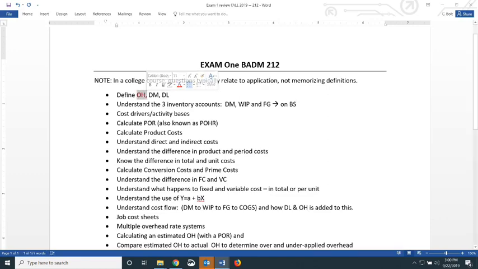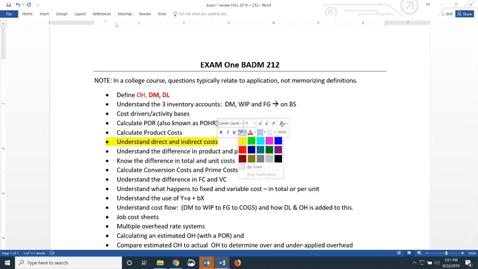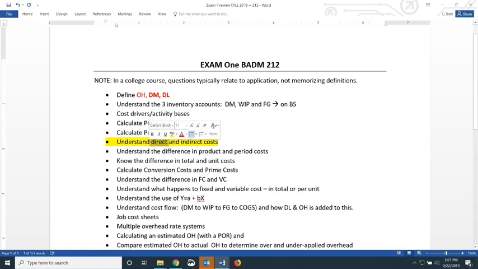Overhead is a cost that is not convenient or easy or cost-effective to trace. Materials and labor, these are costs that it is easy, convenient for an individual to trace. So overhead means it's an indirect cost. That's a second definition for it. And I'm going to go straight down to here to remind you that a direct cost is the materials and labor, because they are called direct materials and direct labor. Indirect costs are overhead. So you might want to put in your notes that overhead is the indirect cost.